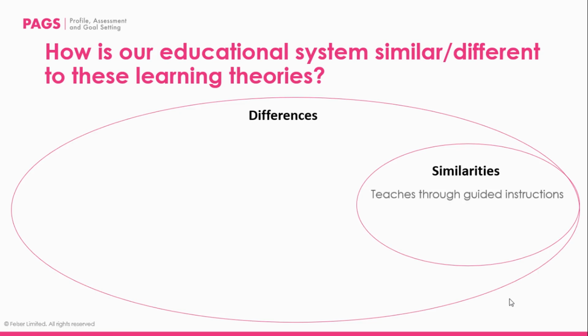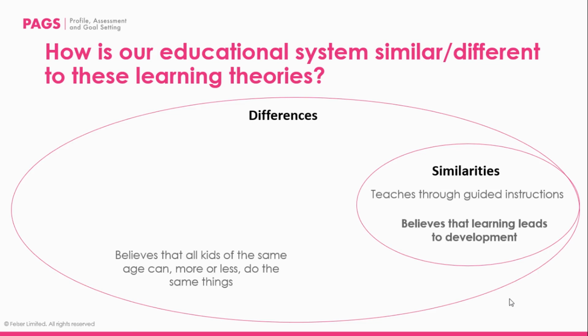In fact, it teaches through guided instructions and believes that learning leads to development, but it also believes that all learners of the same age can more or less do the same things, hence why we group students in the same classrooms by date of birth. It assumes that everyone can learn on the same day and in the same way. There's usually the same methodology being used with everyone, and learners are expected to follow at the same pace.